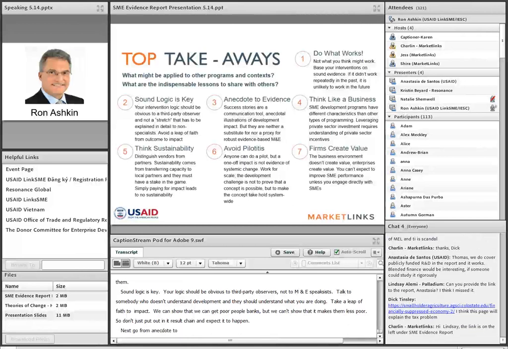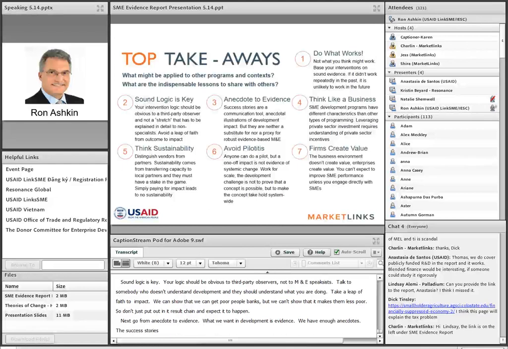Next, go from anecdote to evidence. What we want in development is evidence. We've got enough anecdotes, but success stories are a communications tool. They're illustrations. They're not a substitute or a proxy for M&E.